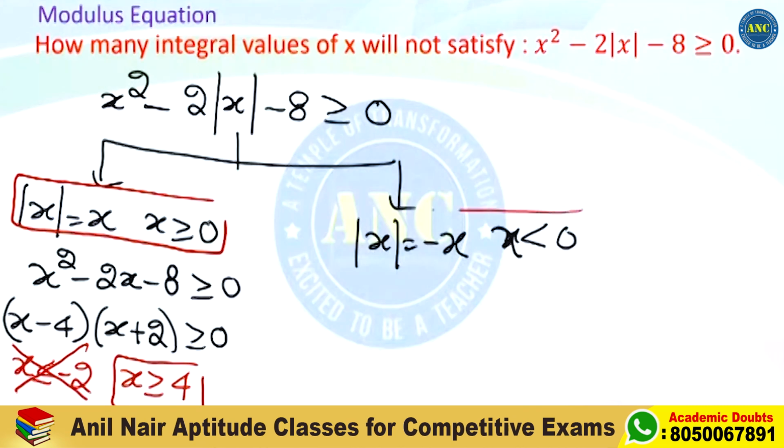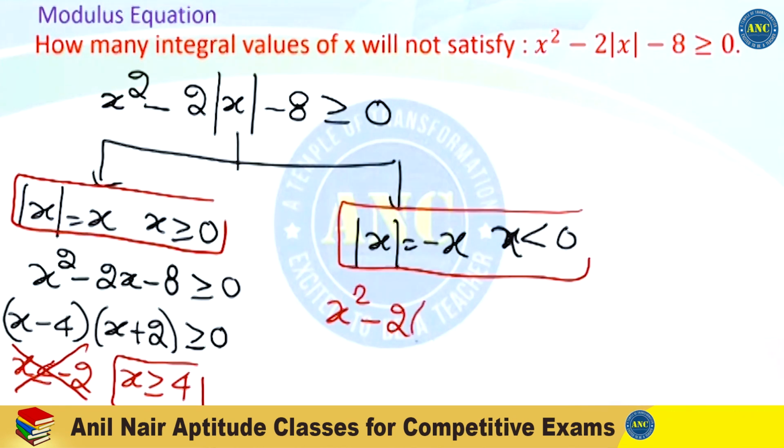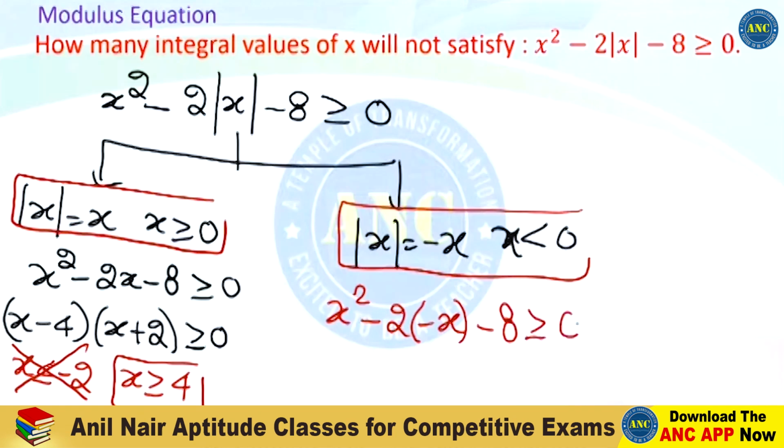Mod x equals minus x when x is less than 0. So this will become x square minus 2 into minus x minus 8 greater than or equal to 0.